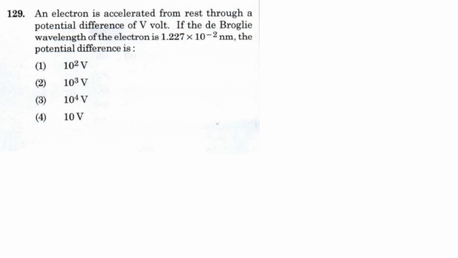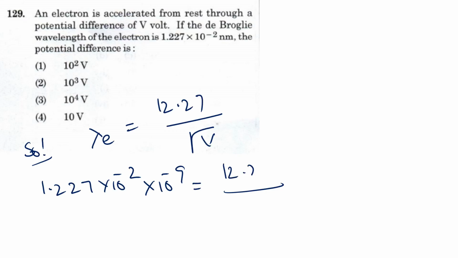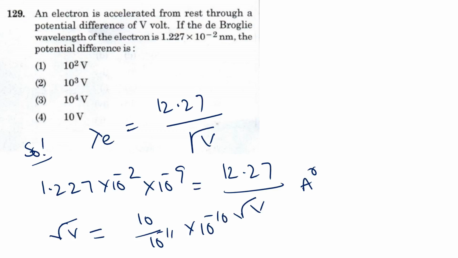129, I am writing the solution here. Lambda E is equal to 12.27 by root V. So substituting the values, 1.227 into 10 to the power of minus 2 into 10 to the power of minus 9 is equal to 12.27 by root V Angstrom units, and root V is equal to 10 by 10 to the power of minus 11 into 10 to the power of minus 10, that is equal to 10 to the power of 12 into 10 to the power of minus 10.